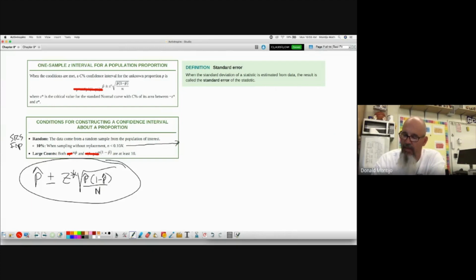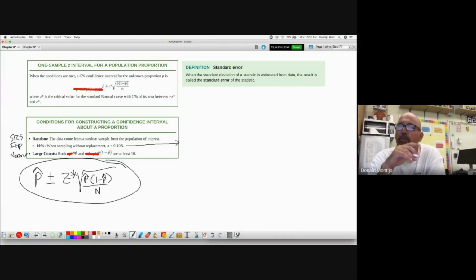And then down here is large counts. What they're asking us is to check to make sure the data is normal. So if n times p hat and n times 1 minus p hat are both greater than or equal to 10, then the data is approximately normal. So we need to check these three conditions for every single confidence interval that we construct. Did the data come from an SRS? Is it independent, meaning the population is at least 10 times the size of the sample? And is the data normal? Then we can use our z-score table or this new table B that we just looked at to find our critical value z star.